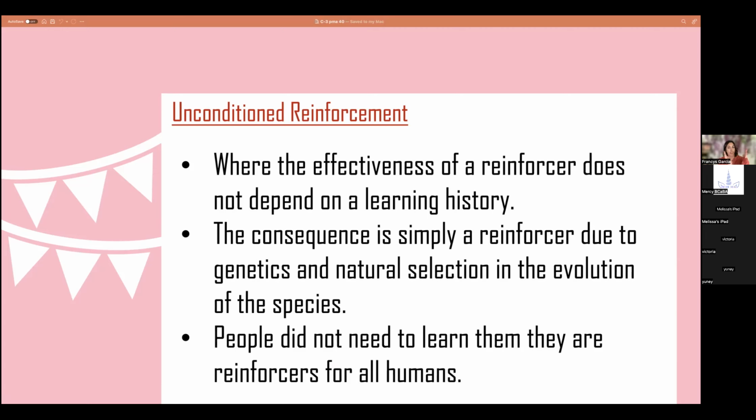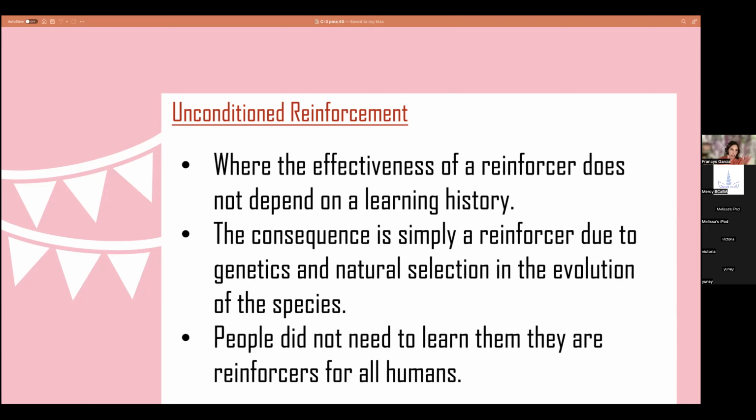Unconditioned means that it does not depend on a learning history. We didn't have to learn this. We didn't have to put two and two together. We didn't have to do pairing and unpairing to get this into our system. It's something that we naturally do. We were born this way. Survival of the fittest. It's part of who we are as humans. So the consequence is simply a reinforcer due to genetics and natural selection in the evolution of the species.